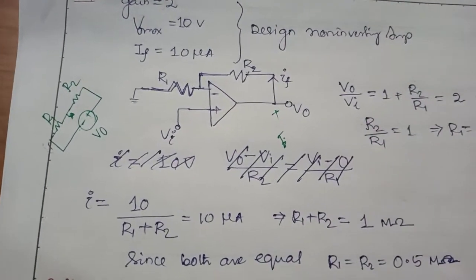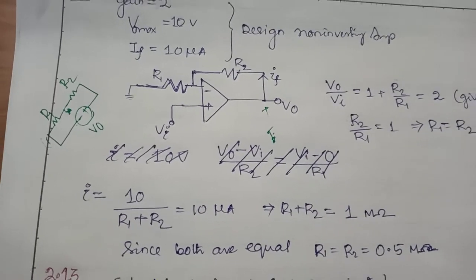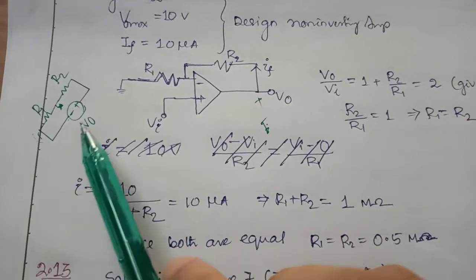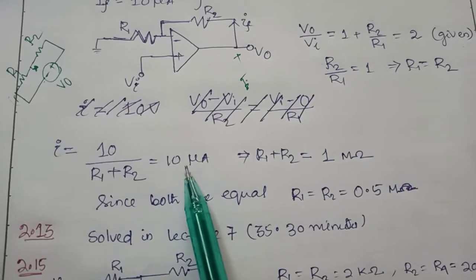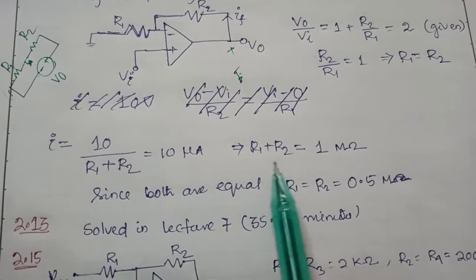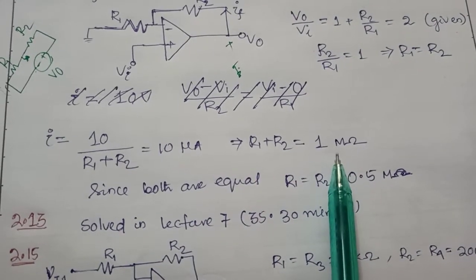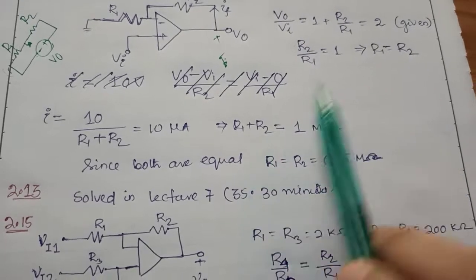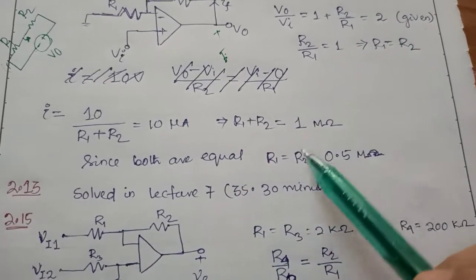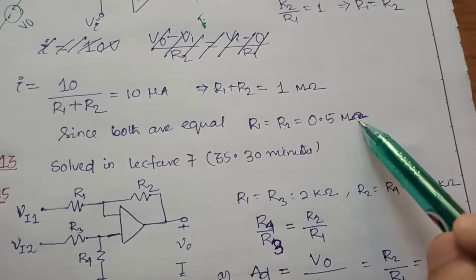Okay, so it looks like two resistors connected in series. So what will be the current? The current is nothing but voltage upon two resistors. So that is the current, voltage upon two resistors, which is given as 10 microampere. From here I got R1 plus R2 is nothing but 1 mega ohm, and from the first equation I got R1 equal to R2. So if I compare both equations, what will I get? R1 and R2 values are both nothing but 0.5 mega ohm. Okay.